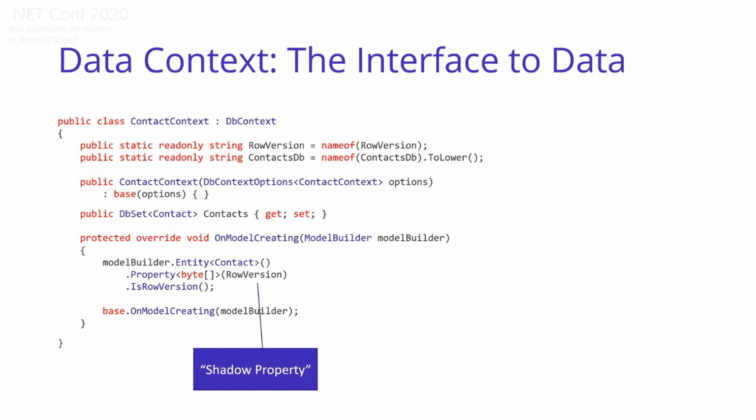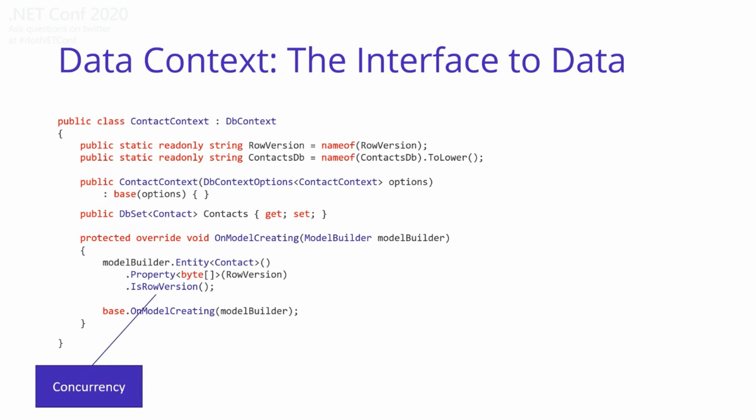So for example, I might not want to keep a timestamp on my class because it's not needed in my application, but I do need it in the database for concurrency. So here I'm creating what's called a shadow property, which is a property that Entity Framework will track without us having to have an explicit property on the entity. And here we're telling it that this is a property you use for concurrency, and I'll show you what that looks like.